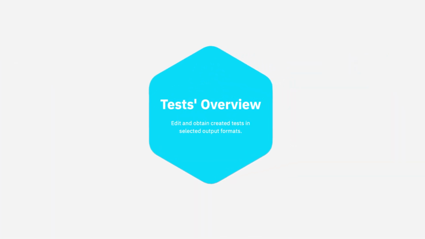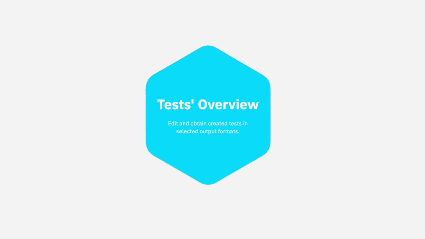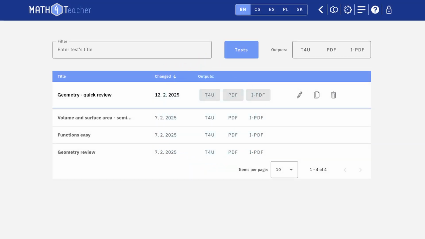Clicking on Tests Overview takes us to the list of tests we have already created. In the first video, we created a test called Geometry, Quick Review. Each test entry shows its title, last modified date, and available output formats. As we mentioned before, this is a test definition from which we can now generate different outputs. An HTML test for application Math4U, a written test in PDF format, and an interactive PDF test. Each test can also be edited, copied, or deleted.